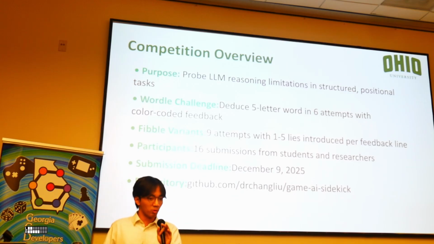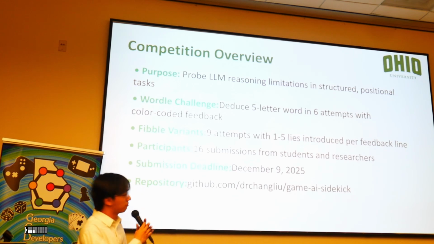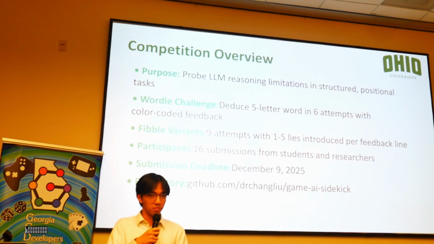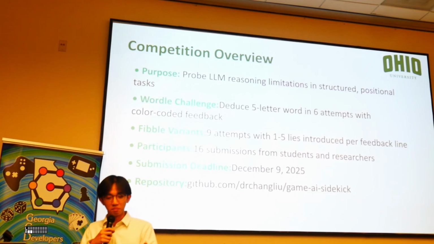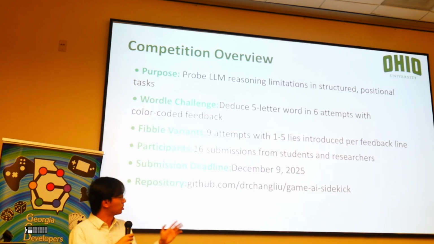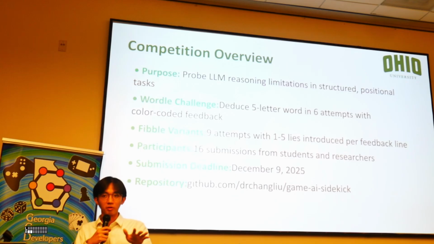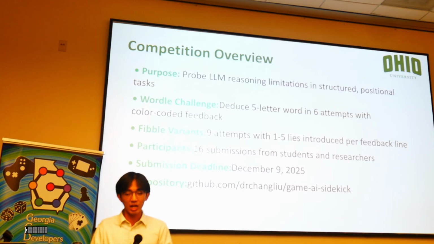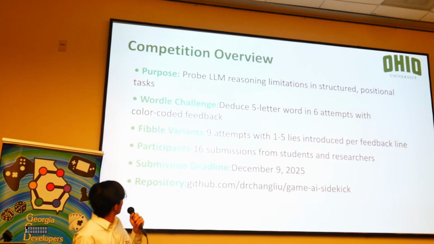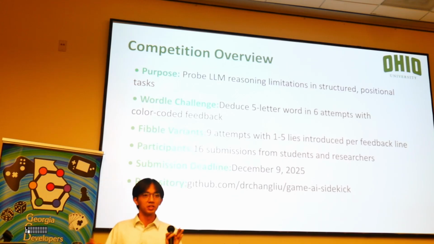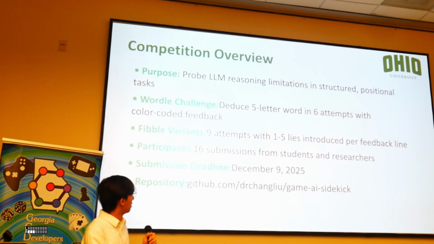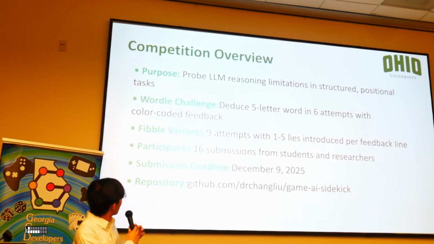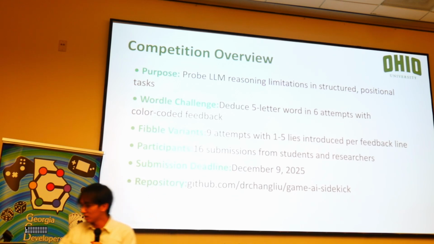We also explore another Wordle variant, which is called Fibble. There are 1 to 5 lies, depending on the level you're playing, introduced per row in the Fibble guess. That's why you're given more attempts, 9 attempts. This was a kind of classroom discussion project, so we were able to get a lot of submissions from students. I have 16 here.